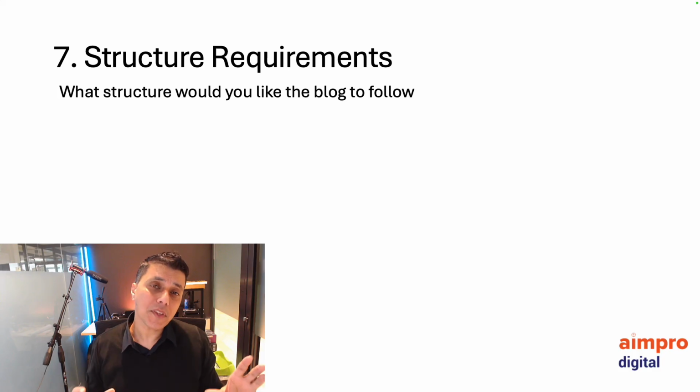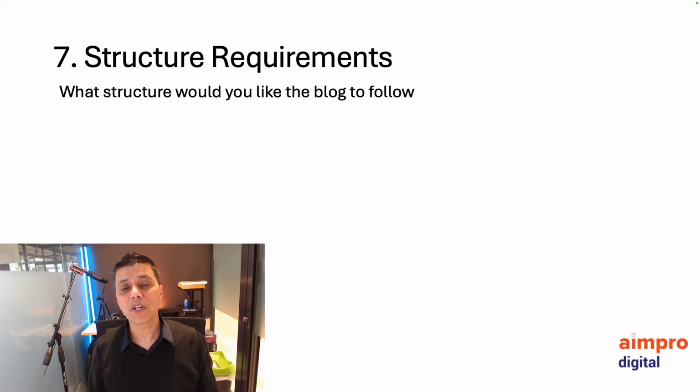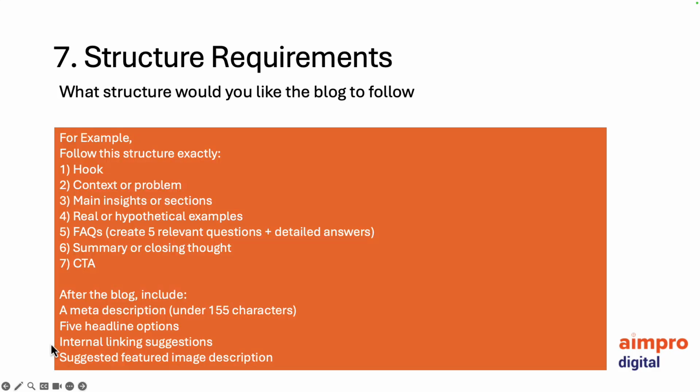What structure would you like the blog to follow? For example, in this case, I've written I want a hook. A hook is something that draws the person in in the first place. So what one sentence or phrase are you going to say that's going to make this person think, I want to carry on reading this blog? Then the context or the problem, what the situation is, the main insights and sections, the real or hypothetical examples, frequently asked questions, summary or closing thoughts, and a call to action.